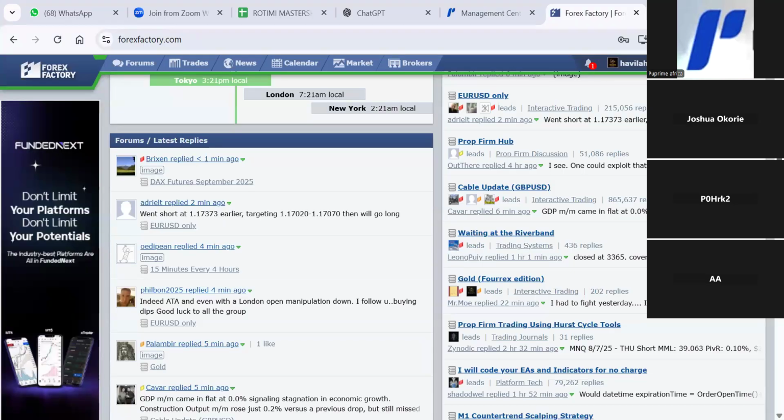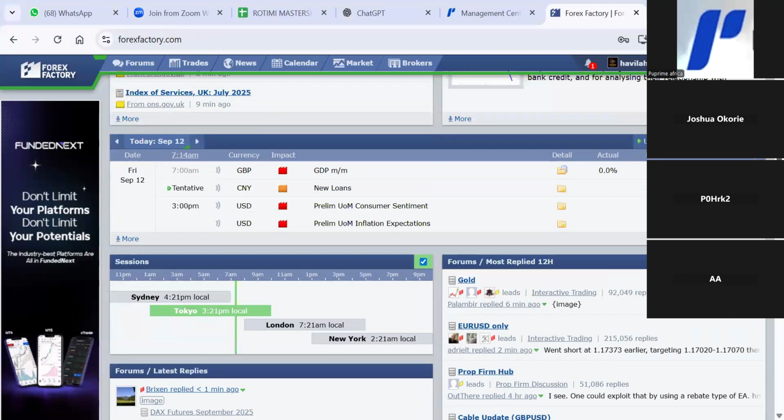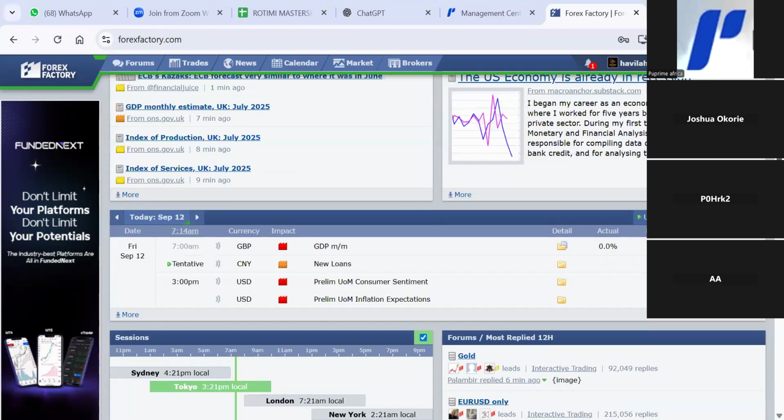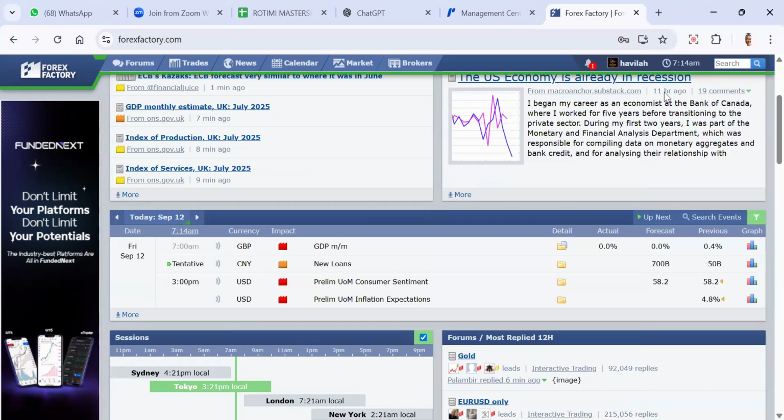All right, so today is Friday, the 12th of September 2025, and we're having a morning analysis. Earlier this morning, exactly 7 a.m., GDP, gross domestic product data was released from the United Kingdom, and the actual came out equal to the forecast. So that wouldn't have given much movement on the British pound.